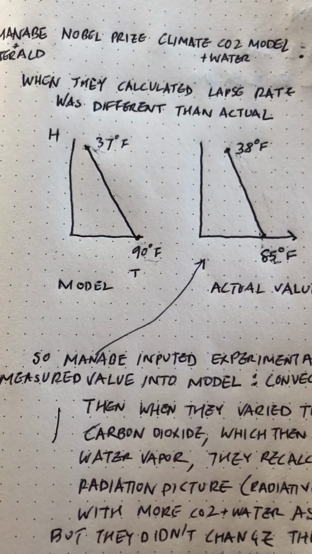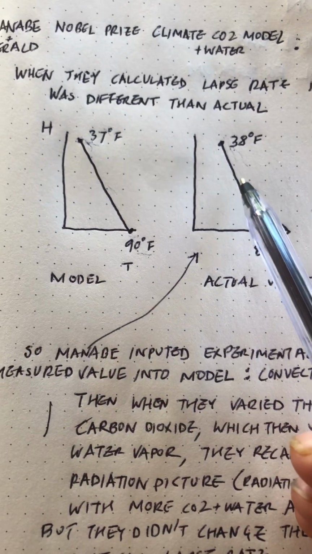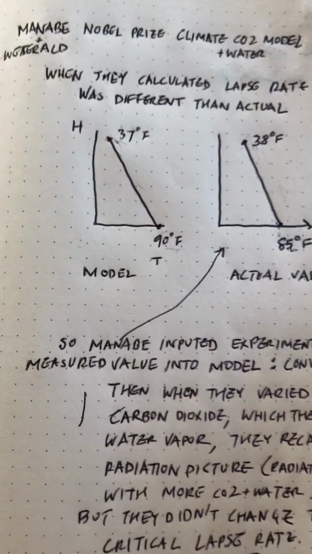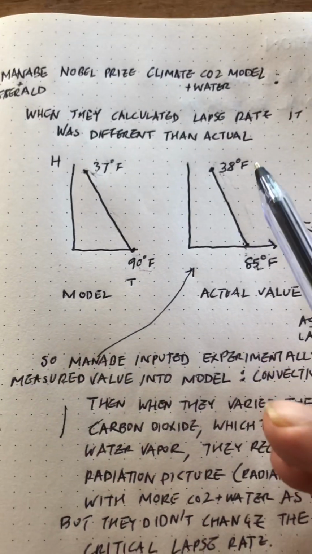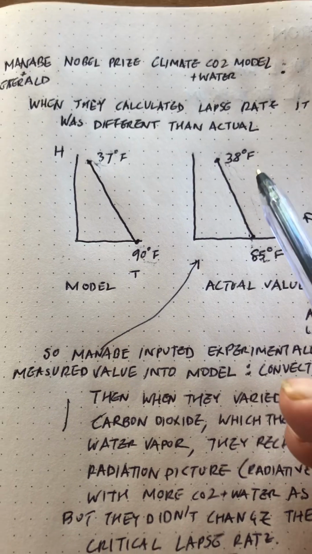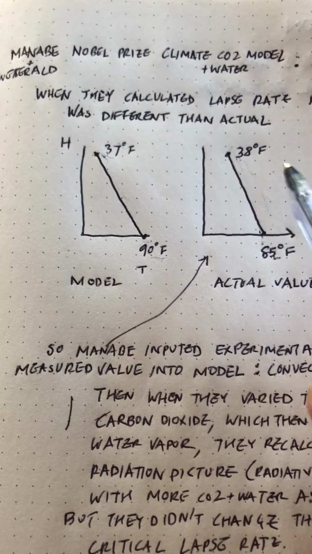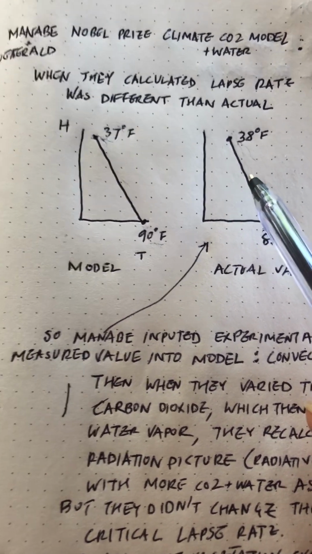So they calculated some numbers that seem to agree with what was experimentally measured, and that's why this paper got so much attention and ended up winning the Nobel Prize.